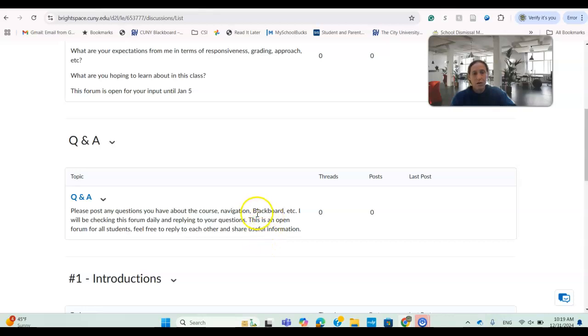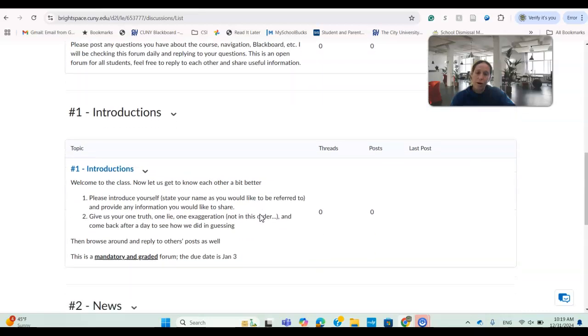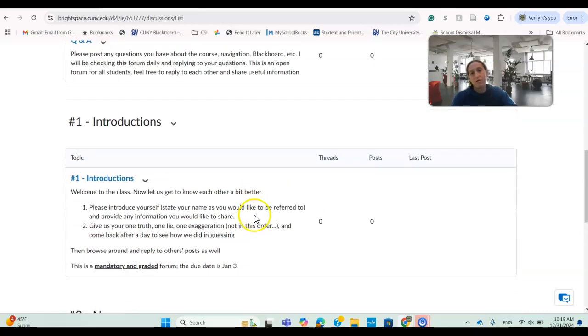There is the discussion forum for questions that is open for questions and answers, and that will remain open throughout the semester. And whenever you have a question, please post it right here. And then you will see the introductions discussion forum, which is very important. I want to get to know you, and I want you to get to know each other because it's just going to make for a much better learning experience for all of us. And so please introduce yourself, follow those prompts, and do that in the next couple of days.